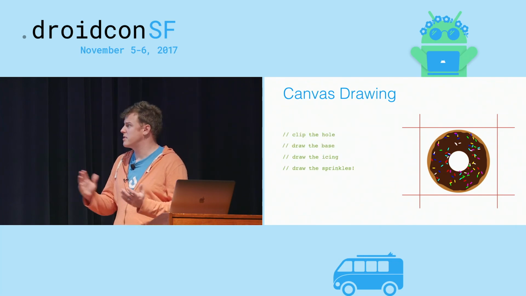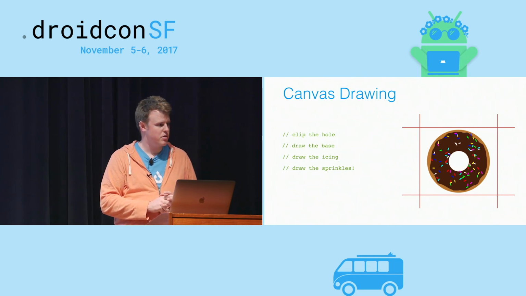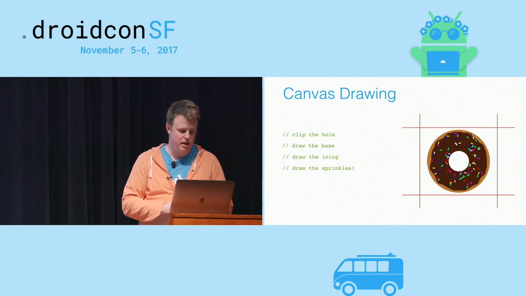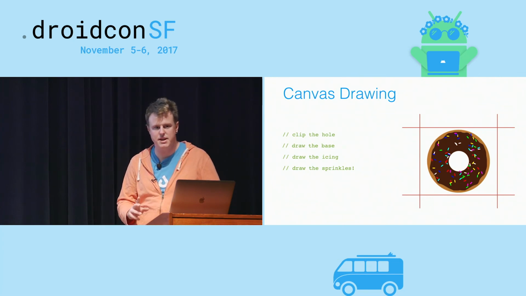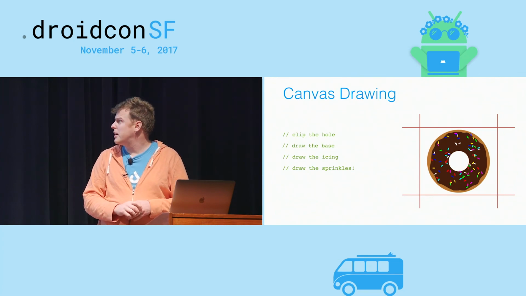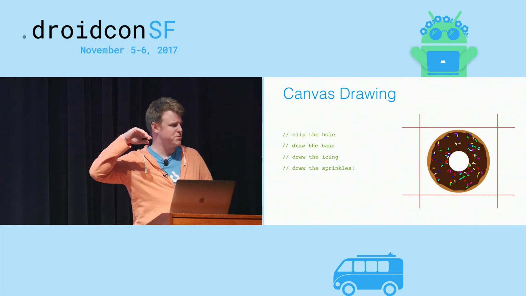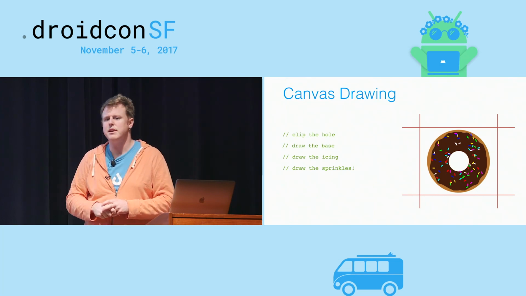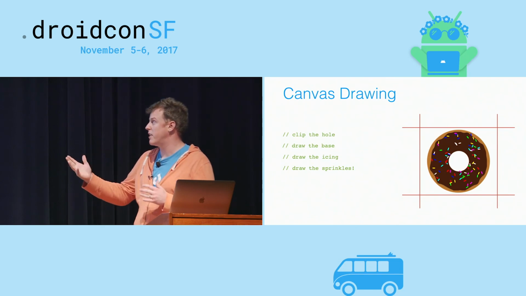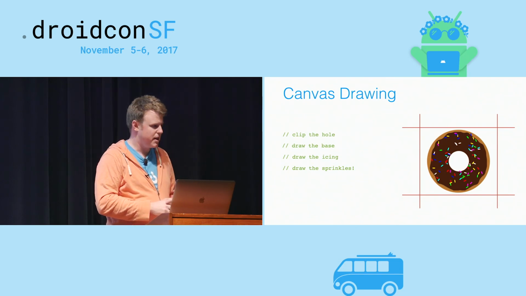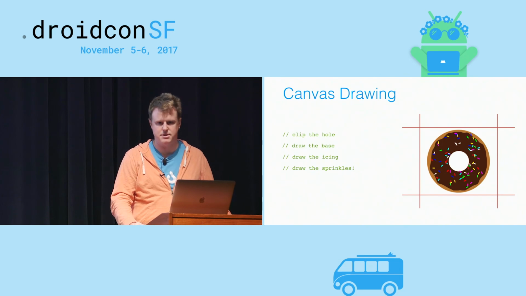So this is our donut, right? We've drawn a complete donut here. We've clipped the hole, we've drawn the base, we've drawn the icing and the sprinkles. And as I mentioned before, we wrapped all of that in a save and restore state so that the next thing that wants to come draw something to this canvas isn't modified by what we did. And that's great. We all get to go home and eat donuts.